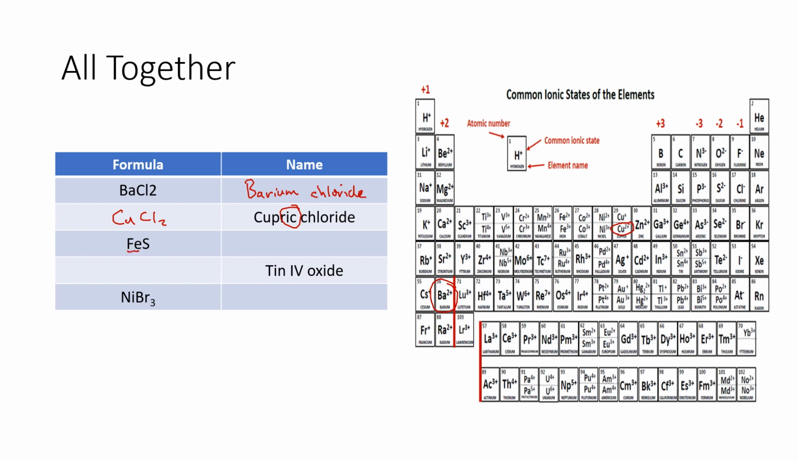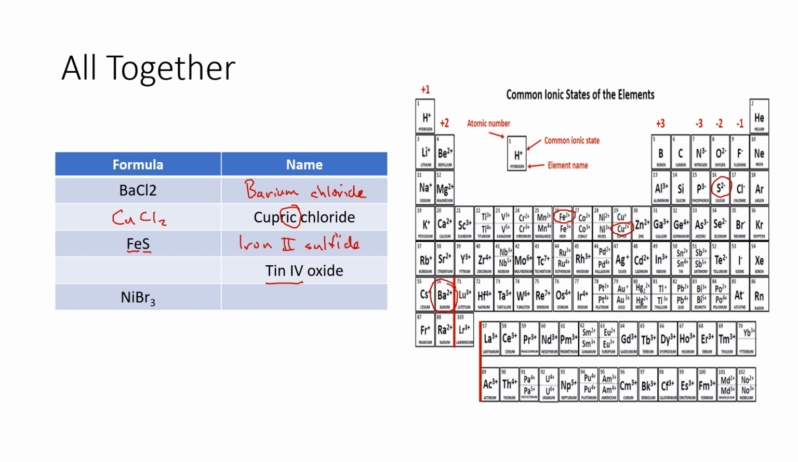Next, we have FeS. So there's 1 Fe with 1 S. And we know that sulfur has a -2 charge. So in order to balance that out, that means the iron has to also have a 2 charge in the opposite direction, so +2. So that means it is going to be the iron 2 sulfide. Sometimes you have to do a little deduction to get the charge.